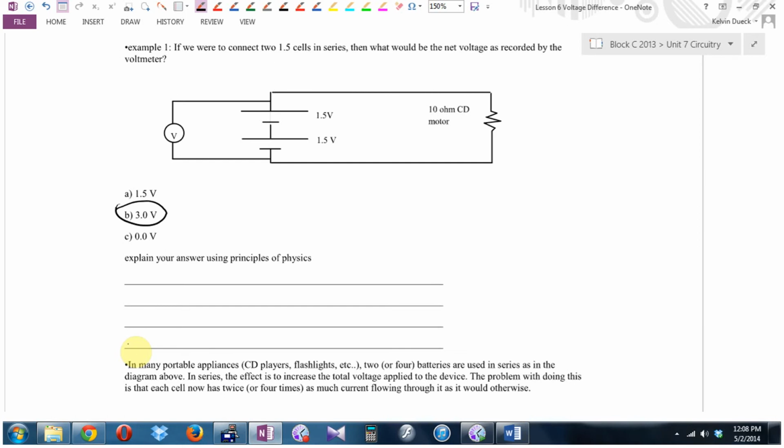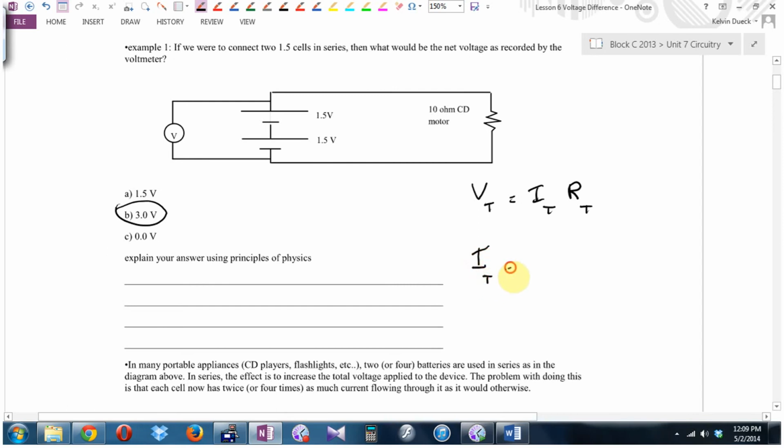I wrote here, in many portable appliances, CD players, flashlights, 2 or even 4 or more batteries are connected in series, as in the diagram above. In series, the effect is to increase the total voltage applied to the device. It is a way, Callum, for me to get 3 volts without having a 3 volt battery. The only problem is this. Total voltage equals total current times total resistance, yes?